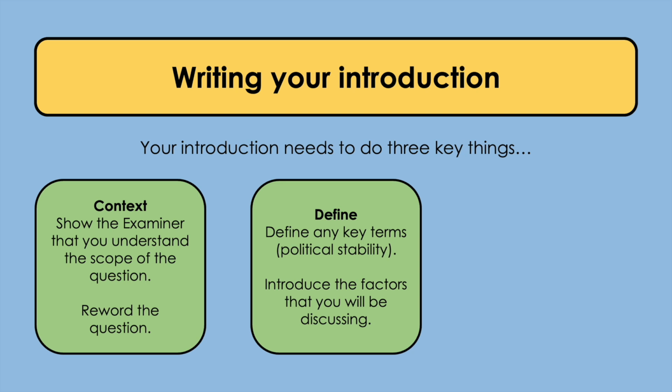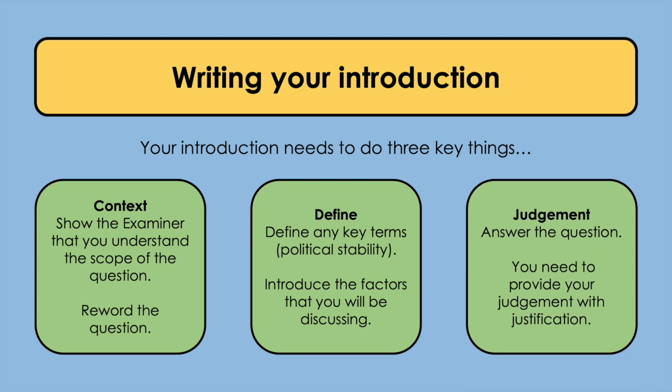You also want to ensure that you introduce the factors that you will be discussing. So one of them, because as we've said, the question gave us one, is democratic government. But what are the other 2 factors that you're going to talk about? I've mentioned that you could talk about economic developments, for example, but you could also talk about the impact of terrorism within the FRG, and how that led to political stability.